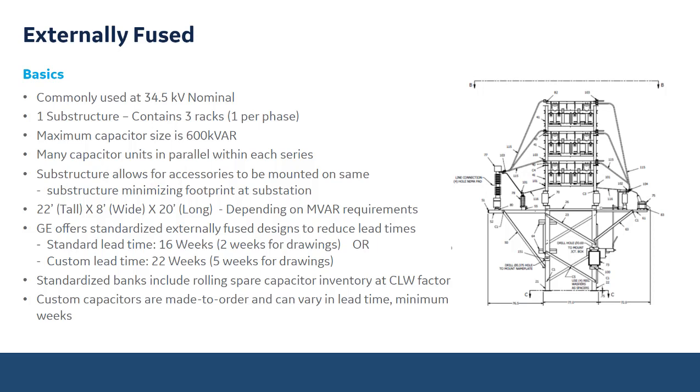The substructure allows for accessories to be mounted on the same substructure. So what we have here is, you can see we have a ground switch mounted to it. We have a junction box that includes terminals for the PT. We have a PT as the protection, which is going to be monitoring that neutral voltage. And we have 4 arresters, again, 3 arresters for each phase and a 4th arrester on the neutral.